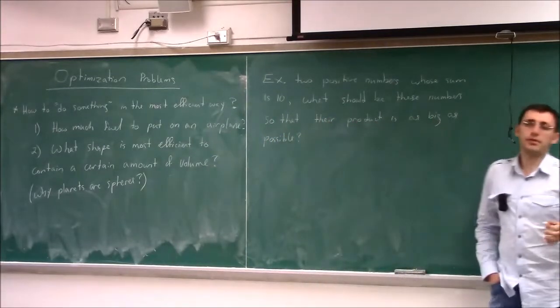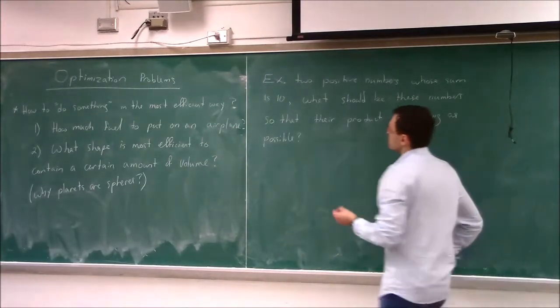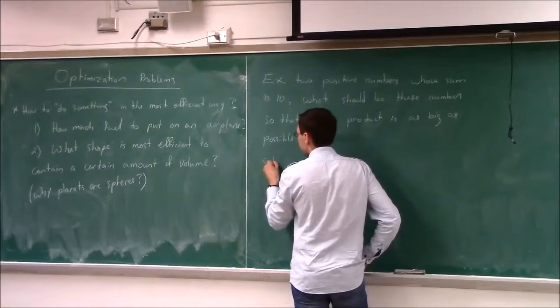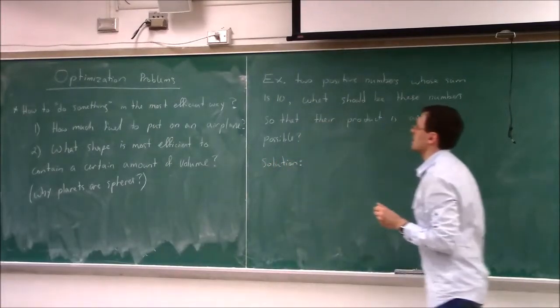So just asking such questions doesn't mean that there is an answer. Maybe there is no choice of two numbers that will give the biggest product. Maybe you can always pick pairs of numbers that give you a bigger product and a bigger product and a bigger product. Okay? So, solution. Let's try to analyze this problem.